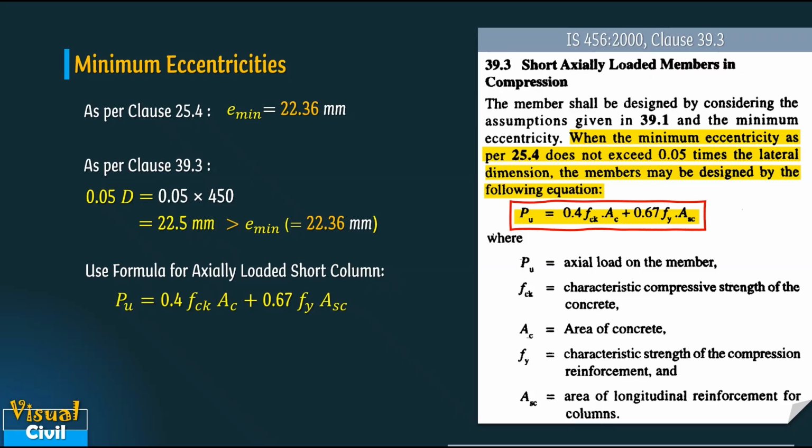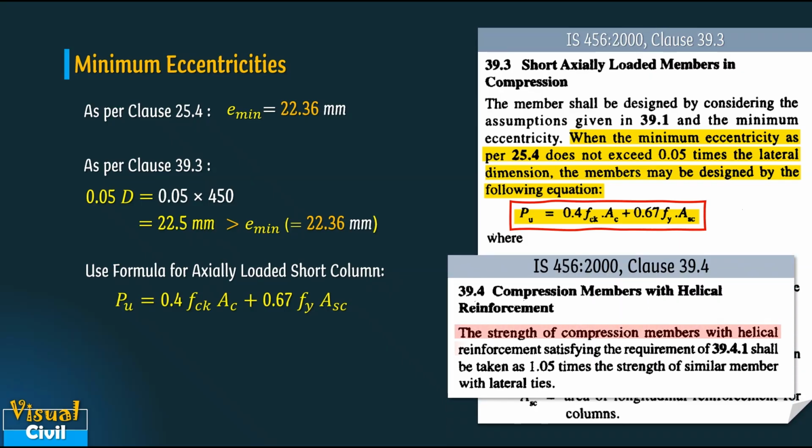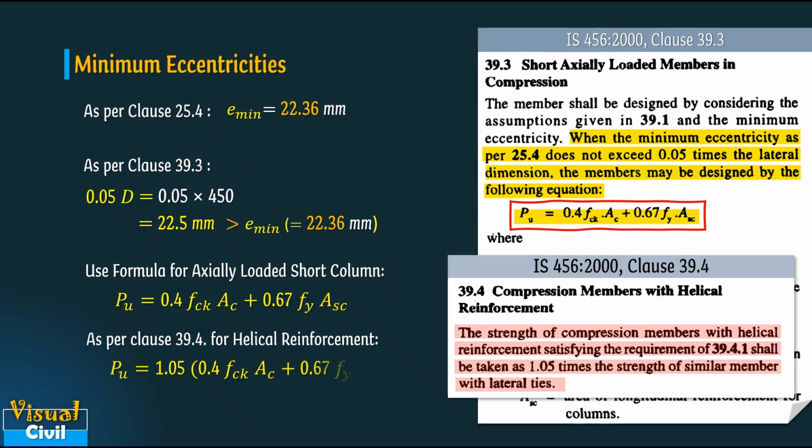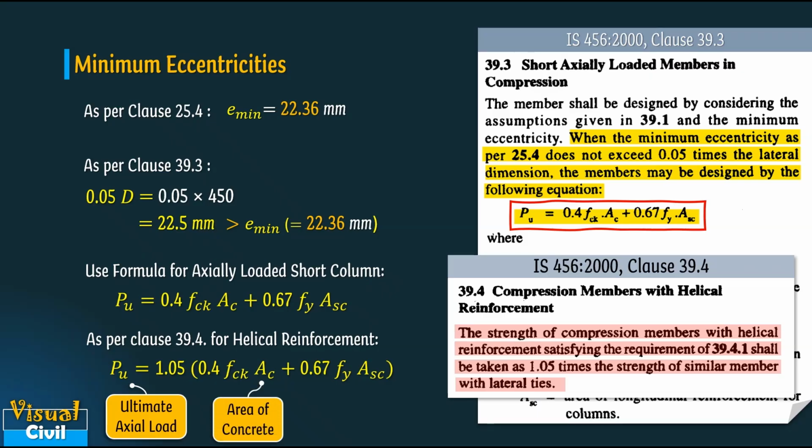Since helical reinforcement is being provided as per clause 39.4, the strength of a circular column with helical reinforcement shall be considered as 1.05 times the strength of a similar column with lateral ties. Therefore, the right hand side of the formula will be multiplied by 1.05. In this formula, Pu represents the ultimate axial load, AC is the area of concrete in the column section and ASC is the area of longitudinal reinforcement.